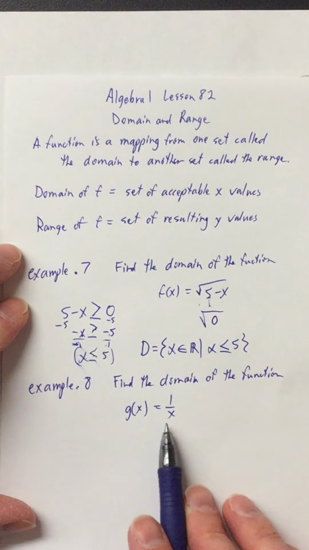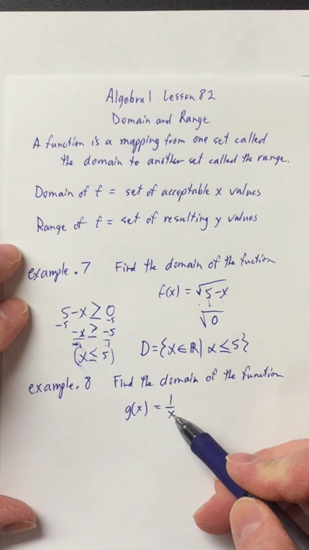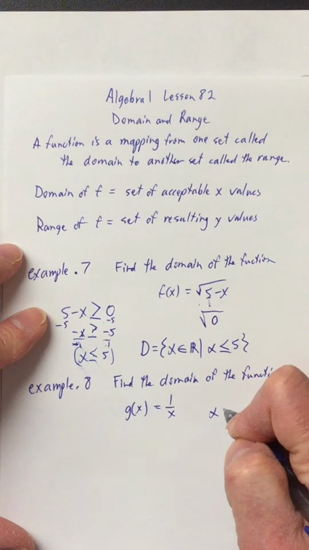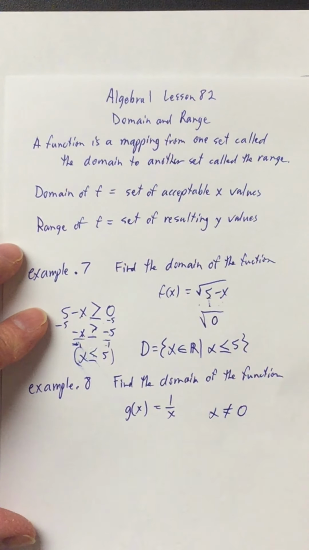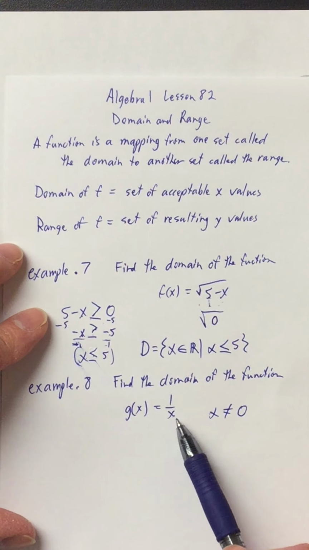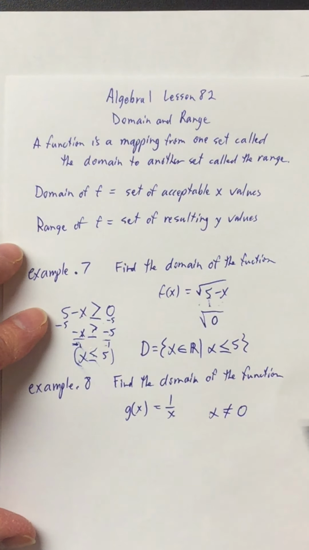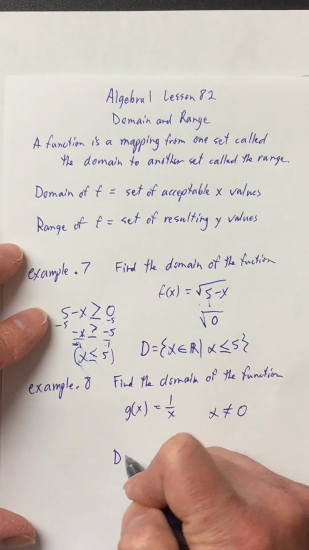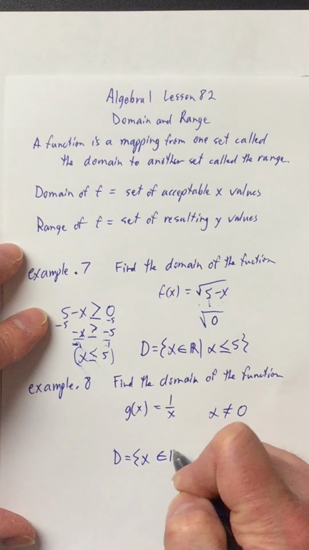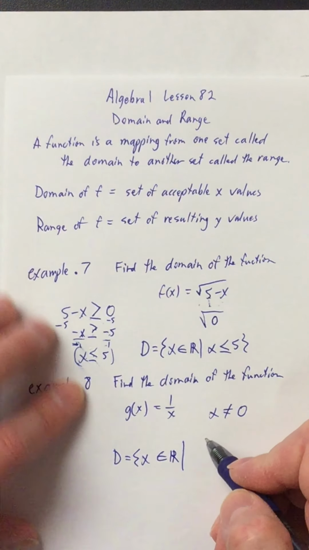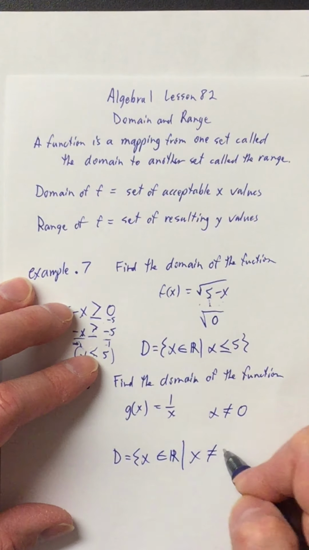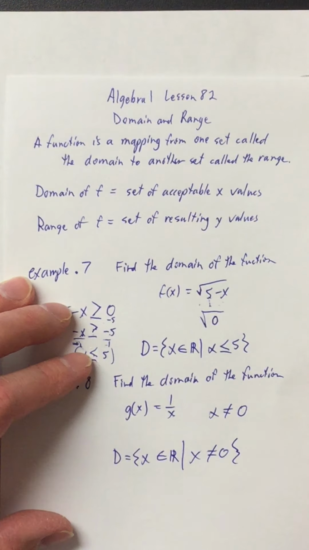It says find the domain of this function here. Now, inside the fraction, the only thing that we have to watch out for is x cannot be 0. That doesn't make sense to us and doesn't compute. Therefore, all the other numbers, whether positive or negative, do work. So this one is simply the domain is equal to x, the element of all reals, where x is not equal to 0, but everything else works.